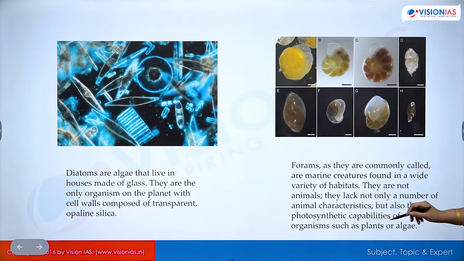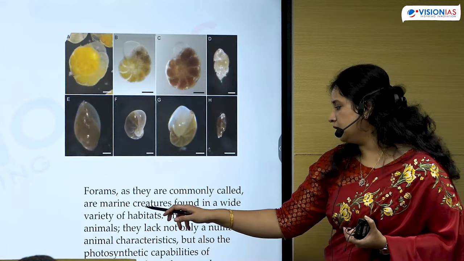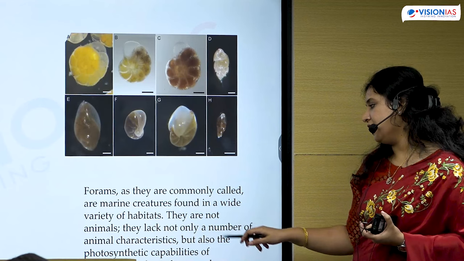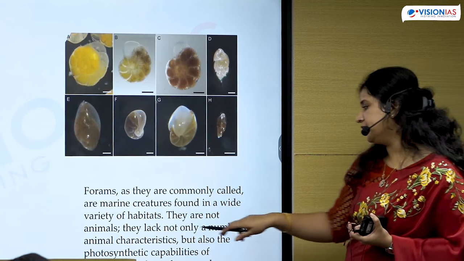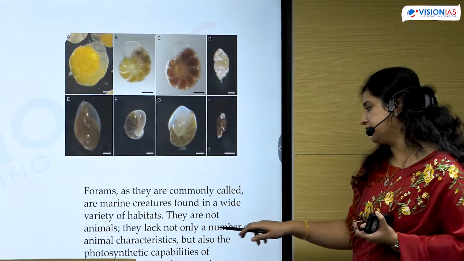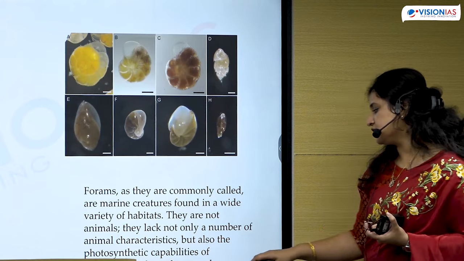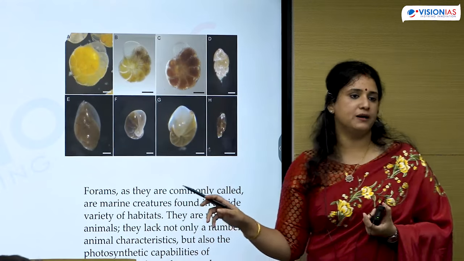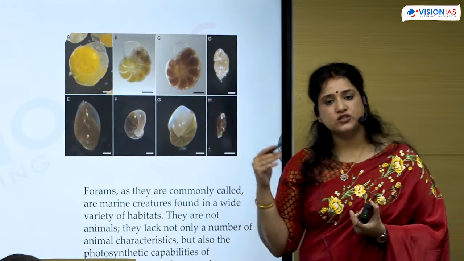Okay, now forams or foraminifera. They are commonly called marine creatures. They are not animals. They lack not only a number of animal characteristics, but also the photosynthetic capabilities of organisms such as plants or algae. So they are neither pure animal nor pure plant. That's why I'm saying this question is tough.